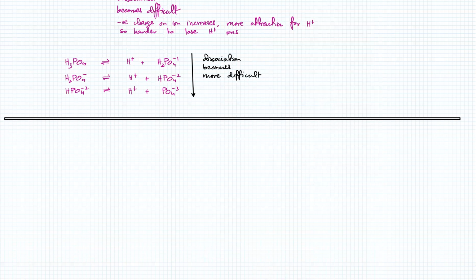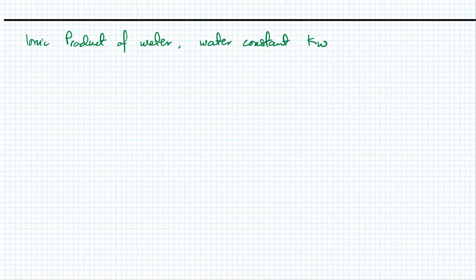Okay, so we're doing acids and bases. We'll just move on, and we will start talking about the water dissociation constant, the ionic product of water. Now that's related to acids and bases. It's also known as the water constant, which is Kw. So that's Kw.